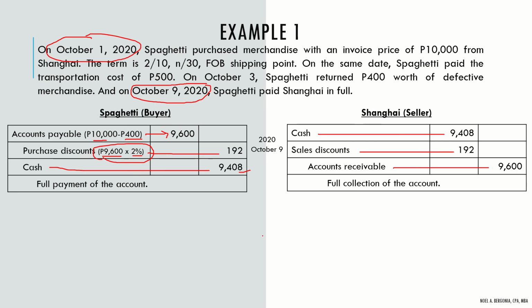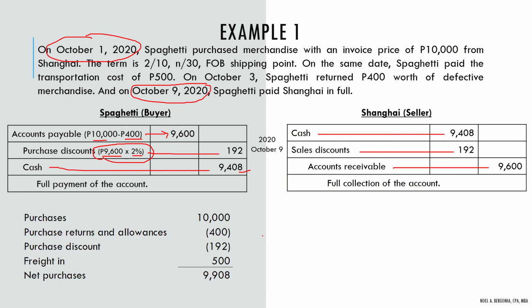So to summarize then, in terms of our computation, on the part of the buyer, which is spaghetti, of course, yung kanyang net purchases is 9,908. So paano po na-compute yun? Yung purchases natin nung una na 10,000, then deduct nyo po yung purchase returns and allowances, so nagbalik na 400, and then nagkaroon tayo ng discount dito sa huling entry natin, 192 pesos. Then di ba nagkaroon tayo ng freight in doon sa payment ng transportation cost since it is FOB shipping point and we are the buyer, 500 pesos to arrive at our net purchases na 9,908. Okay? So are we clear on that?